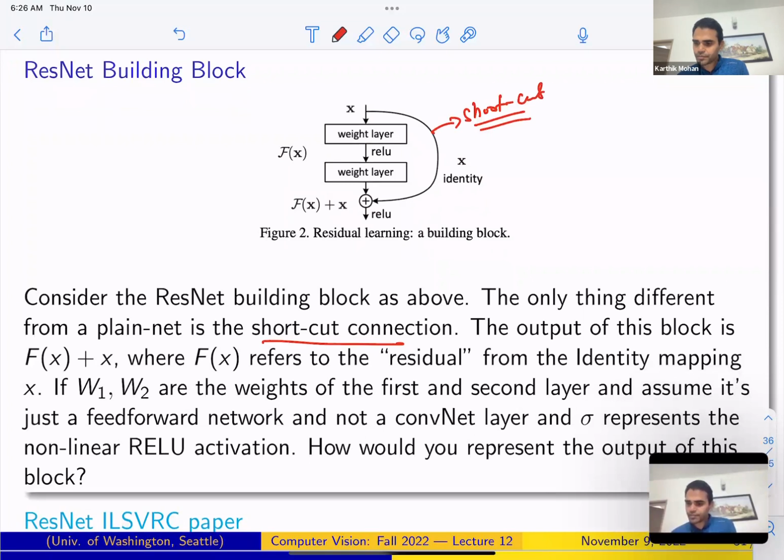So the question, so notice here you also have a ReLU here. So there's a ReLU function here, ReLU function here.